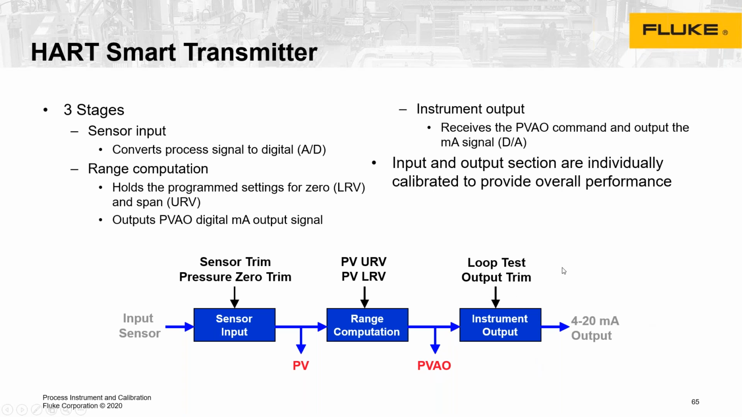The 754 and 729 are unique in their capability of being able to source a temperature or pressure or multiple different sensor inputs, and at the same time run the adjustments on the trims, manage the lower and upper range or change those, run loop tests and output trims, while also being able to digitally see the PV and the PVAO. So where a communicator would only be able to see the digital portion of the transmitter, the 754 can see both the analog and the digital simultaneously.